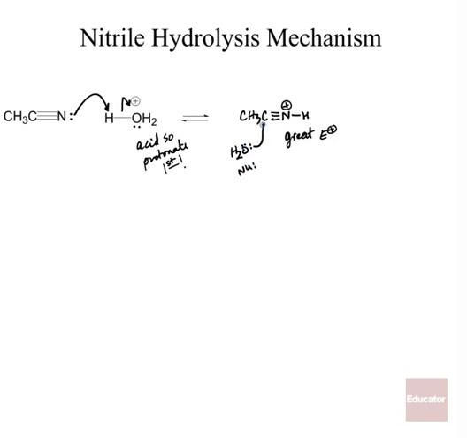This oxygen is going to attack the carbon and break the pi bond. Totally analogous to a carbonyl. This oxygen still has two hydrogens on it and a lone pair, so it's going to be an O plus. And we now have a double bond between the carbon and the nitrogen instead of a triple bond.